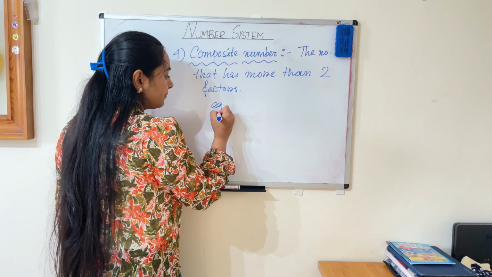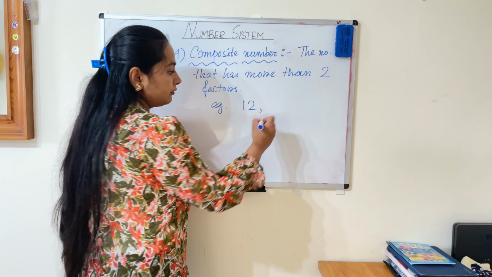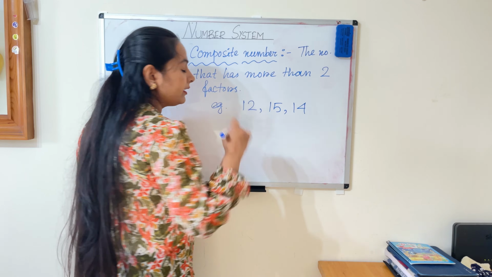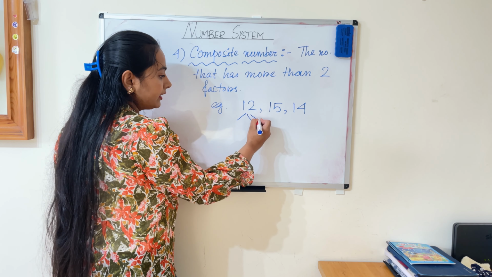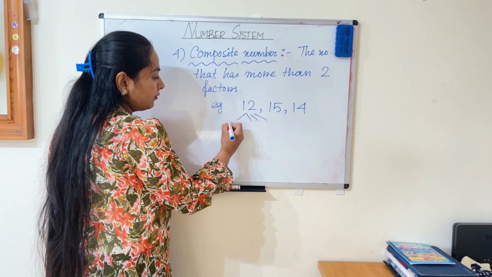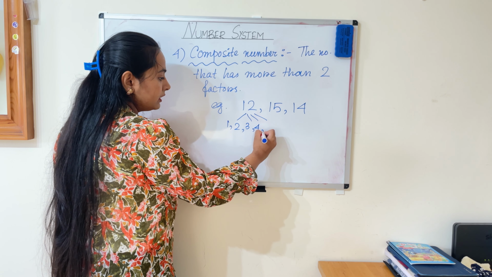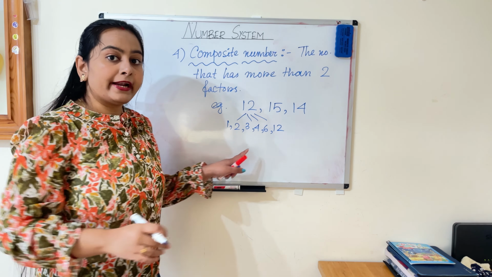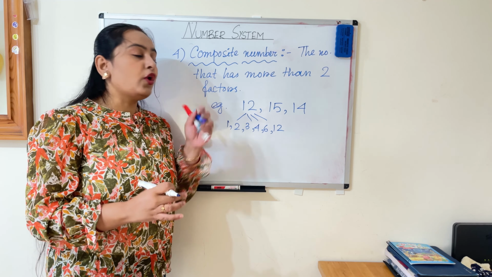I'm giving you examples. Suppose 12 is a composite number, 15 is a composite number, 14 is a composite number. Why, ma'am? Because see, what are the factors of 12? 1, 2, 3, 4, 6, 12. So more than 2 factors are there, right? So that's why 12 is considered as a composite number.